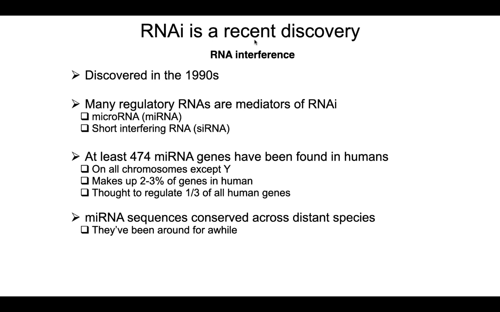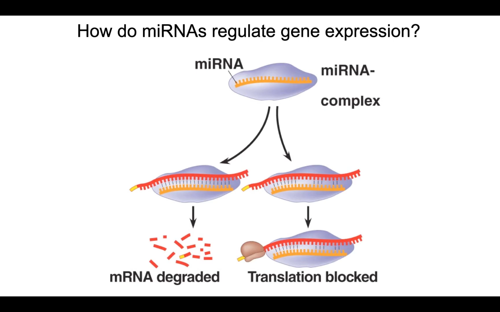It was discovered in the 1990s. It won the people who discovered it the Nobel Prize. There are about 474 microRNA genes that have been found in humans, and it's thought that they regulate about 1/3 of all human genes. These microRNA sequences have been conserved across distant species, so the genes that encode these microRNAs have been around for a while.